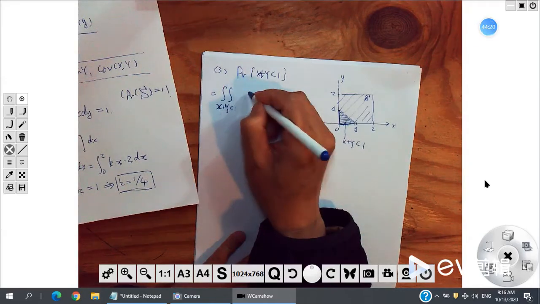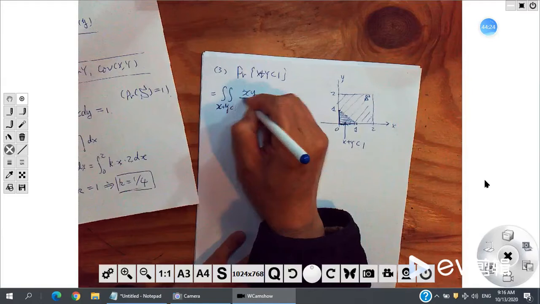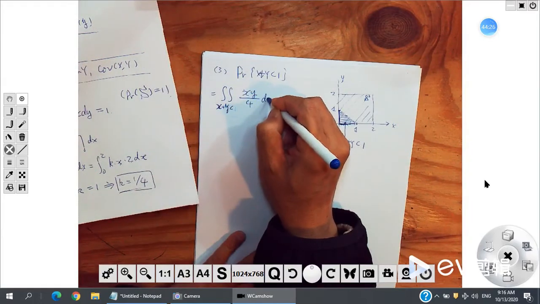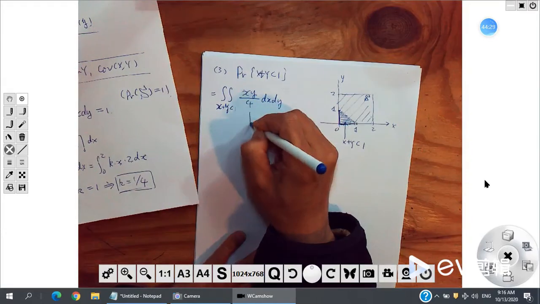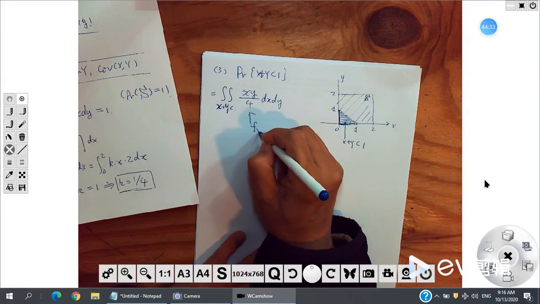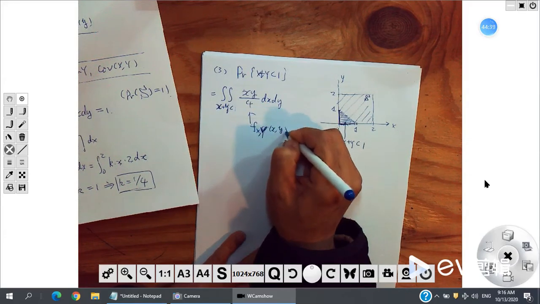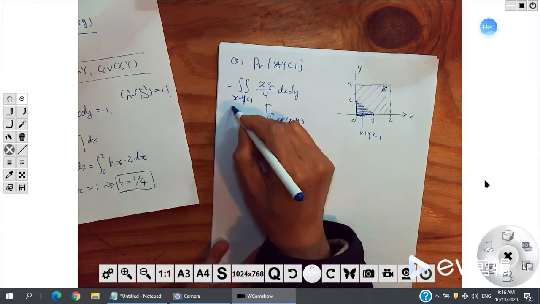Now k is 1/4, right? The integral of xy over 4 dx dy. This is a joint density function of x and y. And this area should be this one.